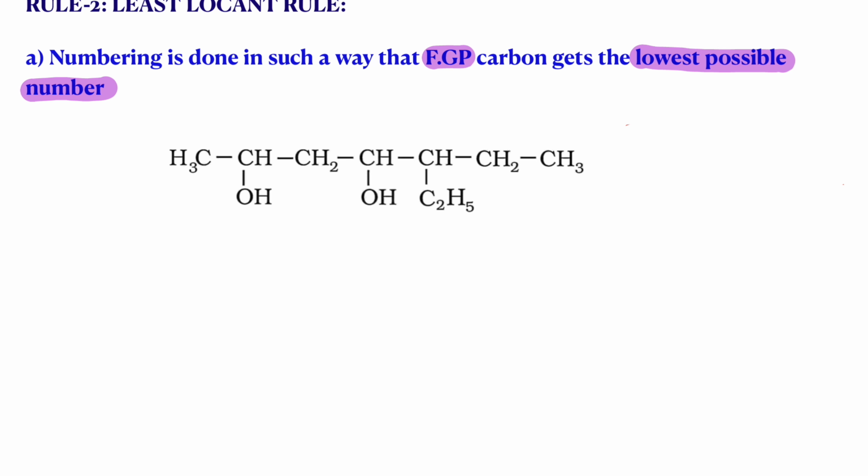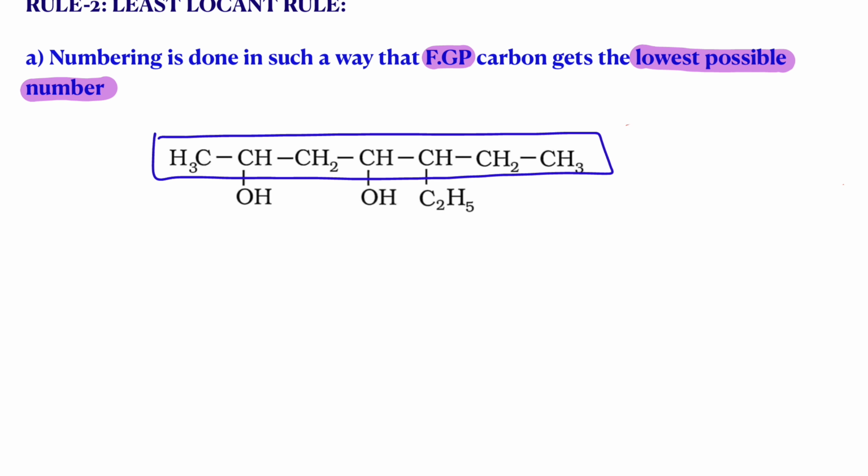So in this, very clear, this is the longest chain, no doubt about it. So this is the longest carbon chain, and if you give numbering from the left terminal, you are going to get the priorities like this. So this is 1, 2, 3, 4, 5, 6 and 7. Here this is one alcohol functional group, this is another alcohol functional group, and the alcohols are receiving positions 2, 4.